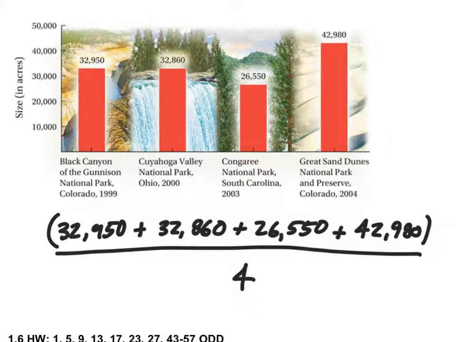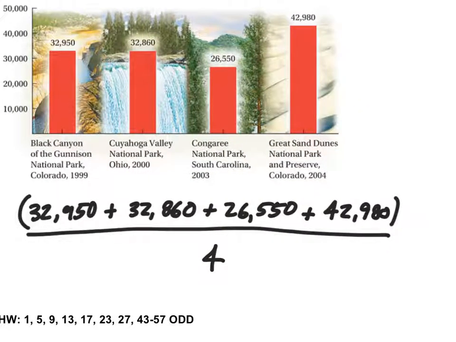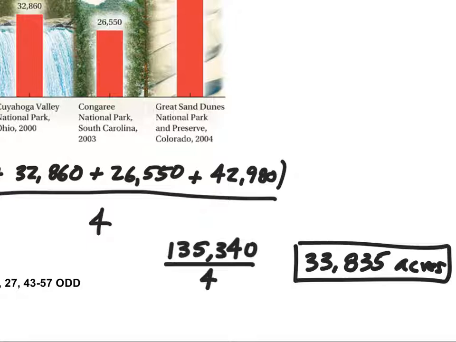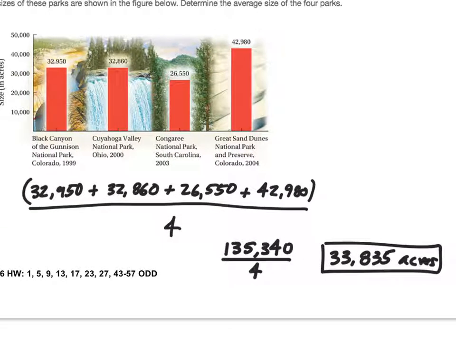I'm going to add all these numbers up real quick and then divide by 4. When we add them up, we get 135,340, and then we divide that number by 4. What we get when we divide that by 4 is 33,835 acres. Is that number in between 26,550 and 42,980? It is.